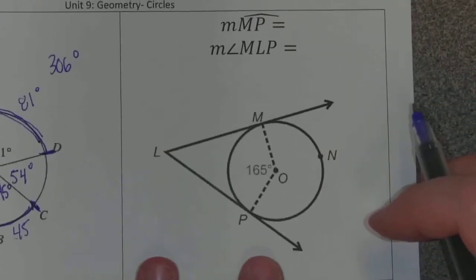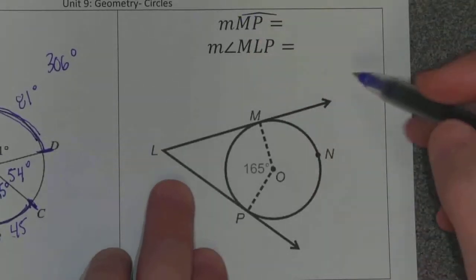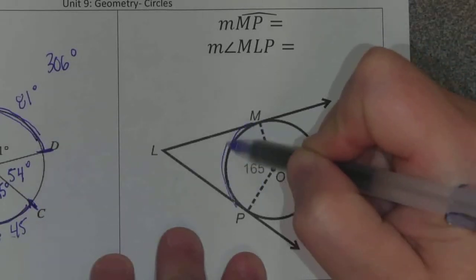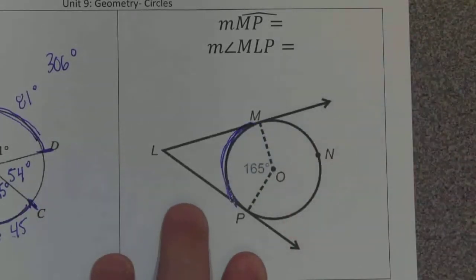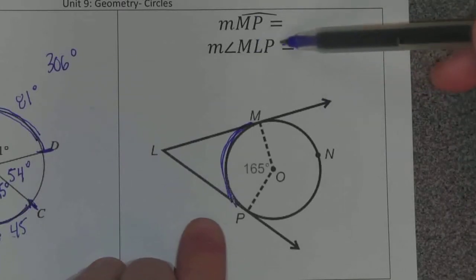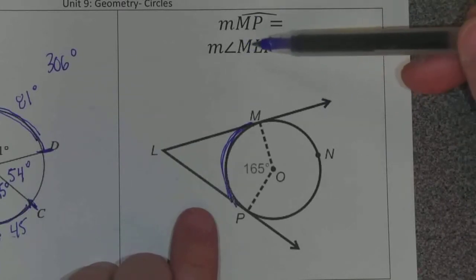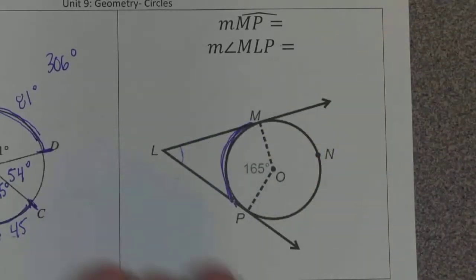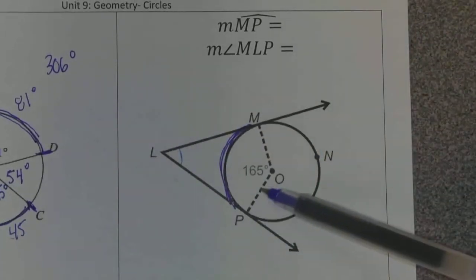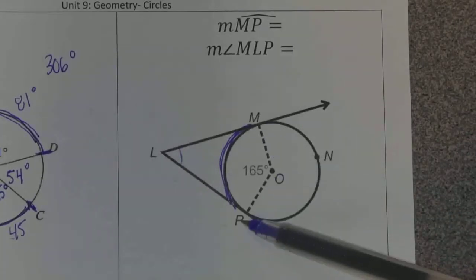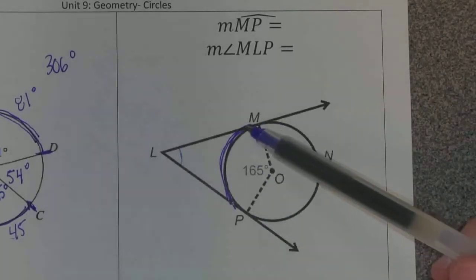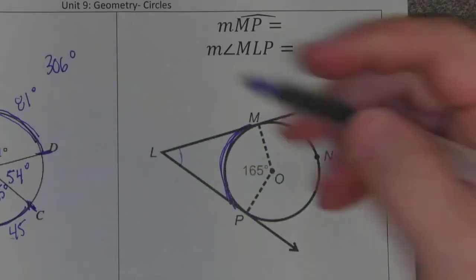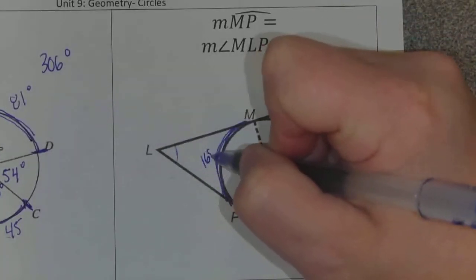All right, last one right here. We're finding arc MP. So arc MP is this arc right here. And I'm finding angle MLP. So MLP, I need this angle right here. This angle that's marked is a central angle. So if this is a central angle, what do I know about the arc right here? It's the same. Yeah, it's 165.